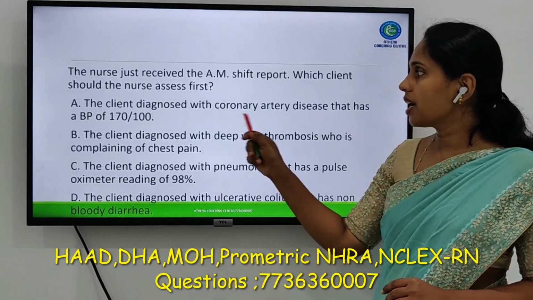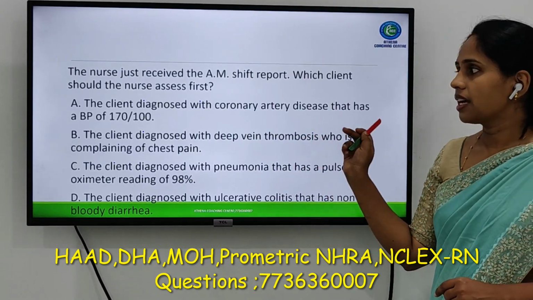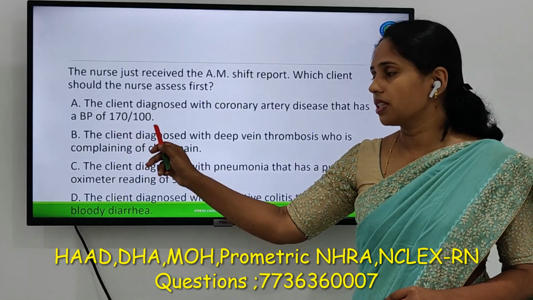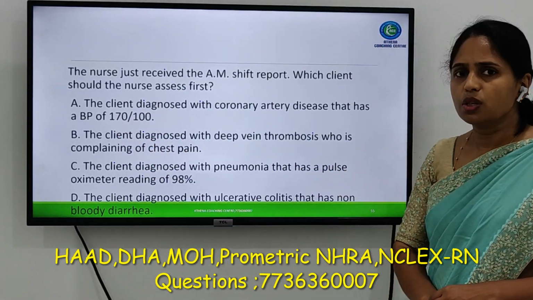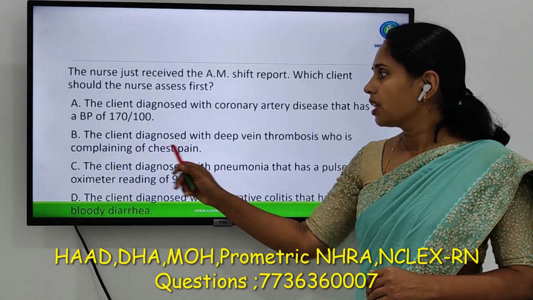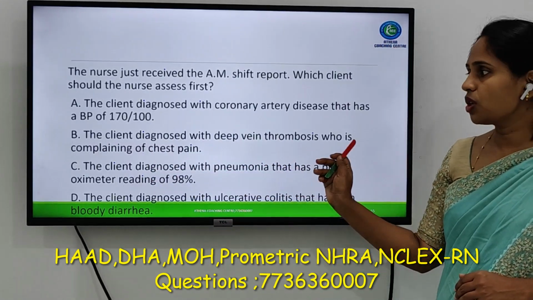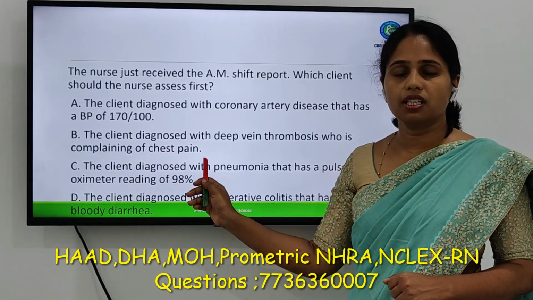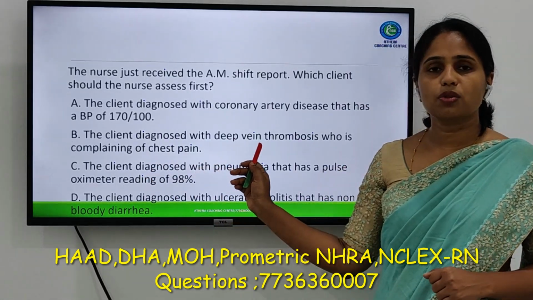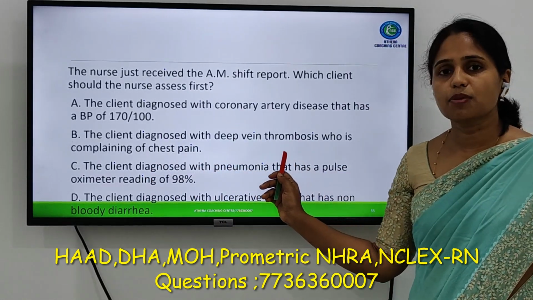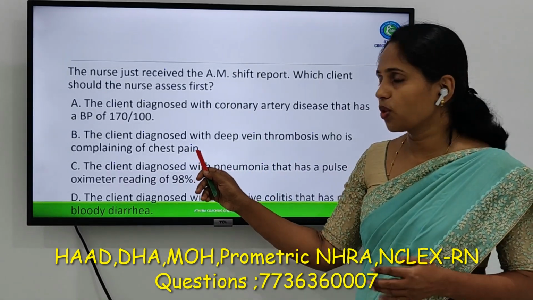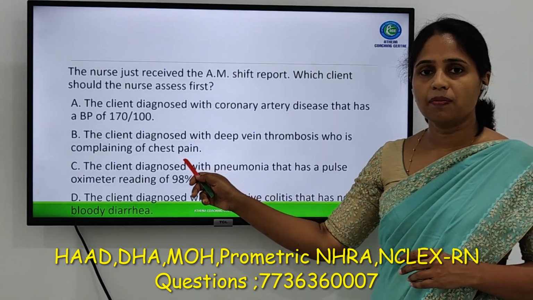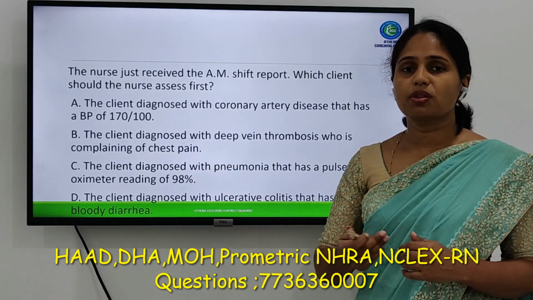Number 1, a client diagnosed with coronary artery disease that has a BP of 170 by 100. So 170 by 100 is considered a higher BP. You have to assess, but we'll see. The client diagnosed with a deep vein thrombosis who is complaining of chest pain. So currently the patient is complaining of chest pain here. What is it indicating when a client complains of chest pain? You can relate this chest pain to something like pulmonary embolism.